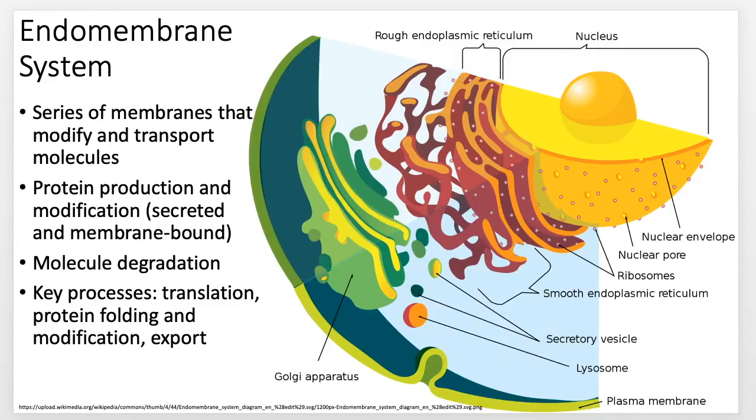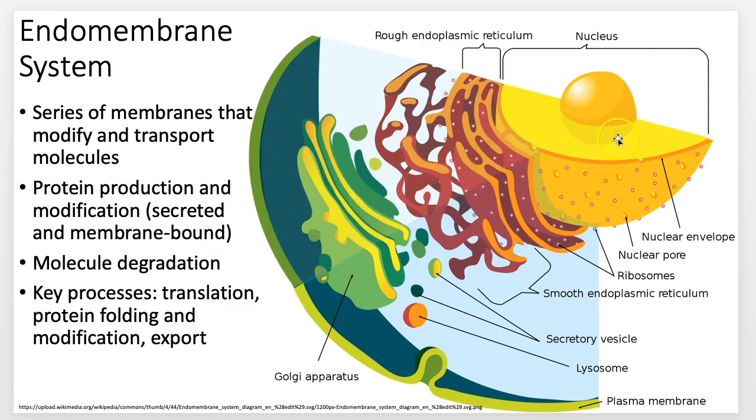So moving on. So the rough ER, we're going to move into the endomembrane system, which the rough ER is part of. So the endomembrane system is just a series of membranes that we're going to use to change molecules. Usually we're thinking about proteins in this context. The lipids can also go through here. It's just a series of phospholipid bilayers that are continuous with the nucleus and head all the way on out to the cell membrane.